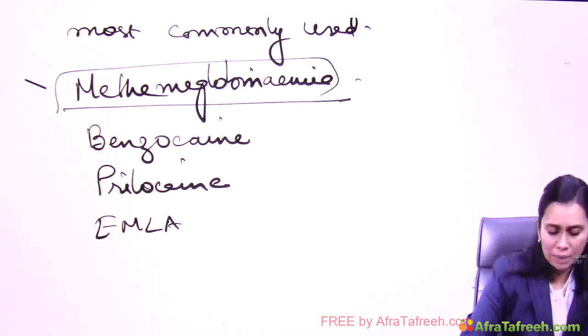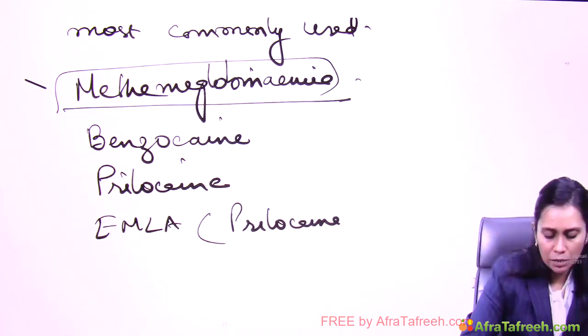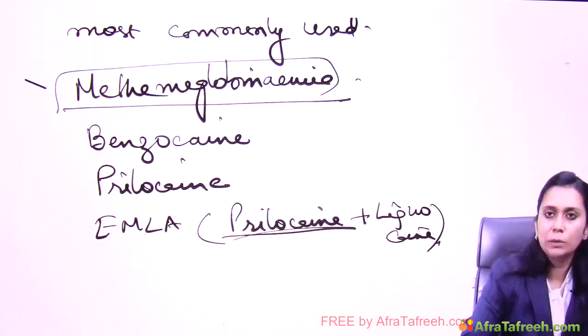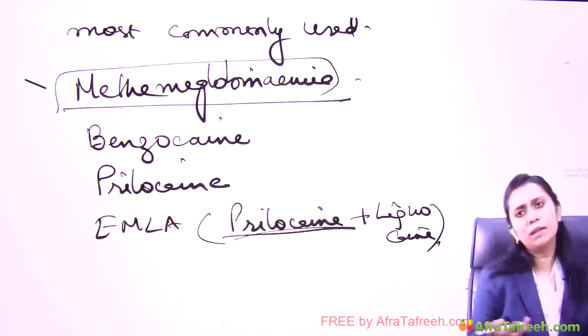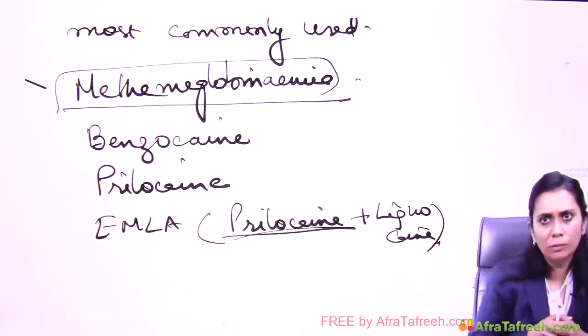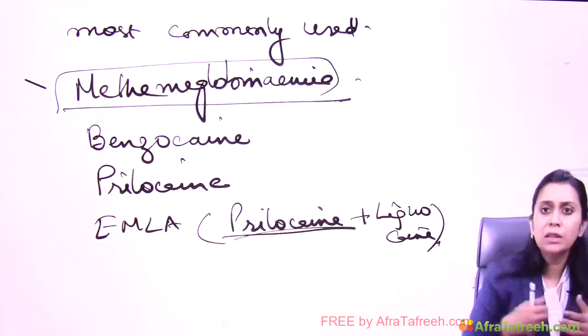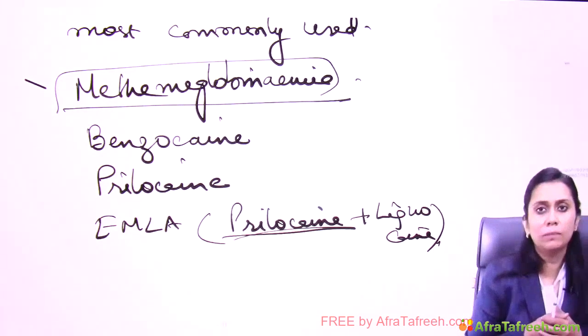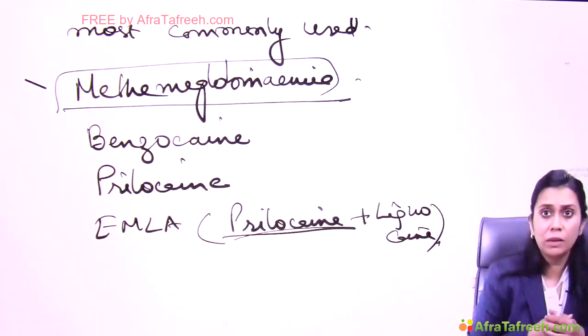EMLA is a mixture of two local anesthetics, prilocaine and lignocaine. Because of prilocaine, this can cause methemoglobinemia, right? Nitrobenzene compounds can also cause methemoglobinemia. These three local anesthetics can cause methemoglobinemia, which is asked in the exam. So we have to keep it in mind.